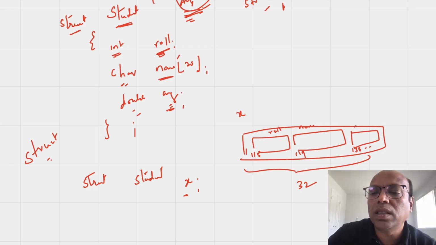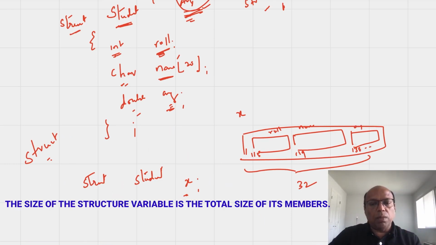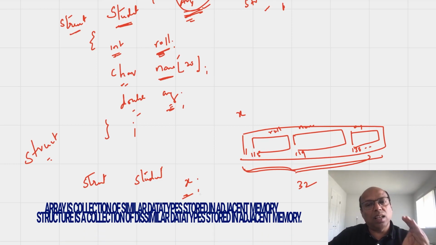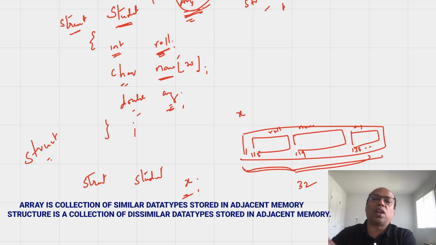In the average. The size of the structure variable is the total size of all its members. Now, you must have studied arrays. What is an array? An array is a collection of elements stored in adjacent memory. What is a structure? A collection of elements stored in adjacent memory. Then what is the difference between an array and a structure? An array is a collection of similar data types stored in adjacent memory. A structure is a collection of dissimilar data types stored in adjacent memory. Dissimilar. They are not the same.